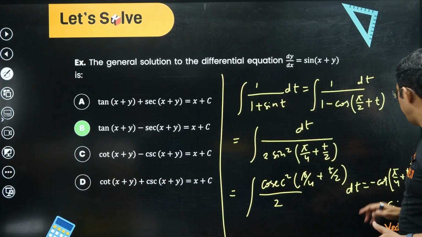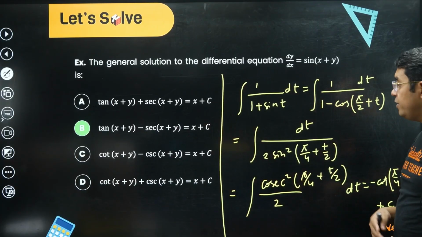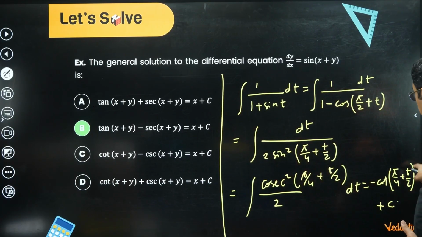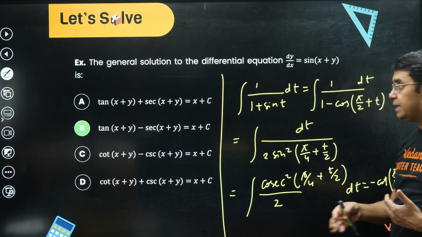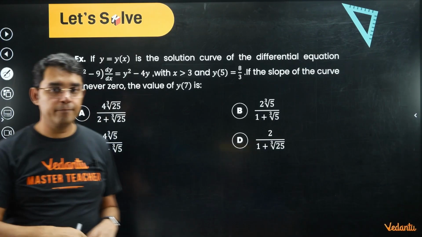But here you can see it is not matching with this. To match with this, I think we may have to do the reverse calculation, because t is x plus y, so this will be x plus y by 2. So getting this in terms of x plus y will require maybe reverse calculation from here.